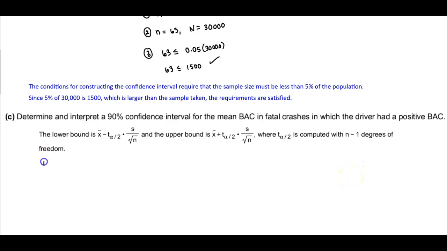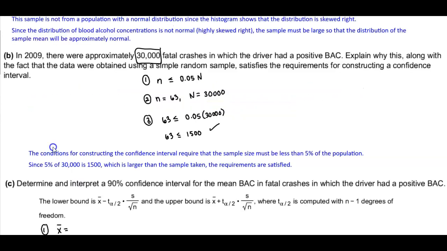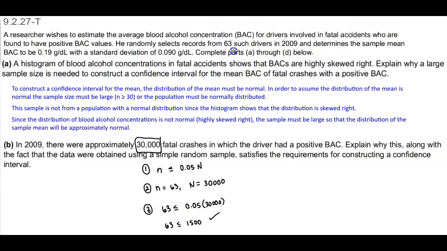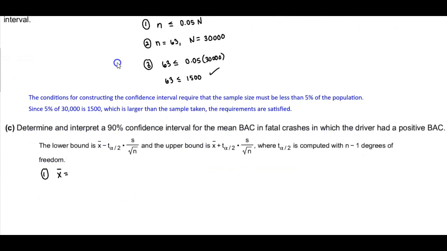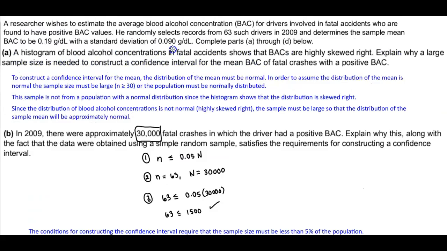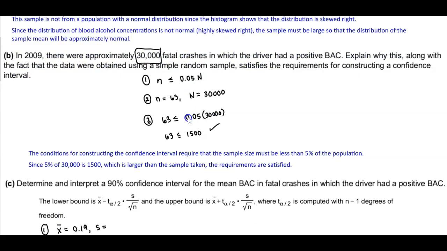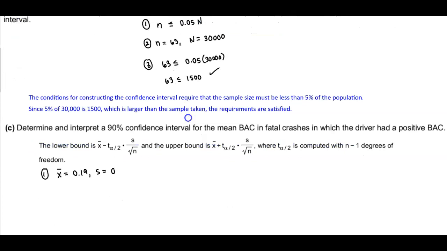So before we start anything, we need to figure out what is the sample mean that's given in the problem. Well, we can see up here that it says that the sample mean is 0.19. Okay, so we know that the sample mean is 0.19. And the sample standard deviation is also given as 0.09. And so what we need to do is figure out what is the critical value of t.